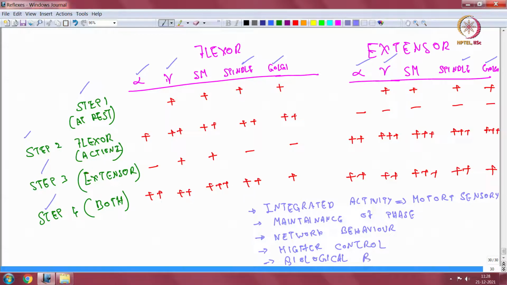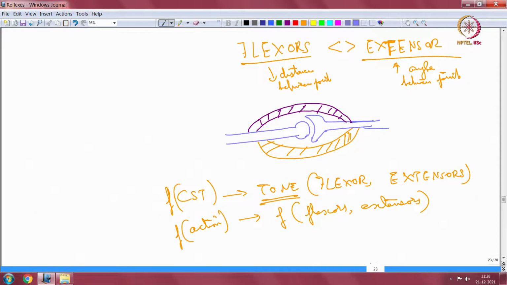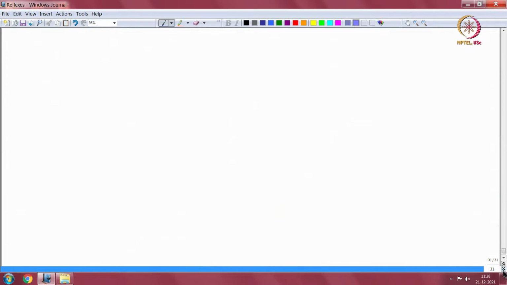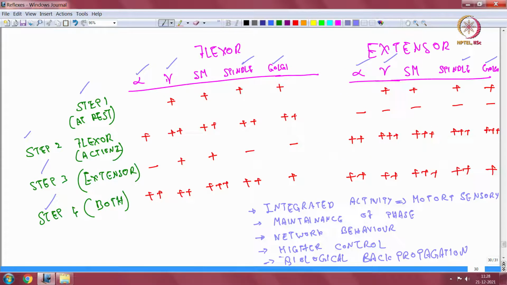In fact, what I have also highlighted over here is biological backpropagation. So, biological backpropagation is by this method. You have sensors which give feedback on the input systems, and that is how you do the tweaking, and we will do differential.